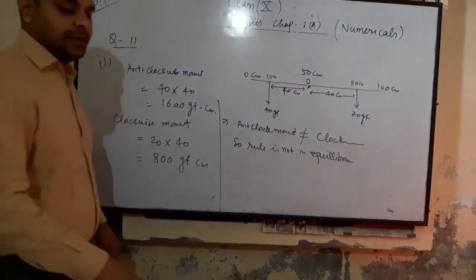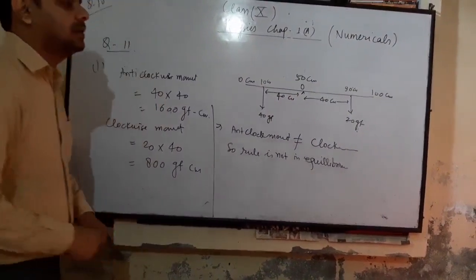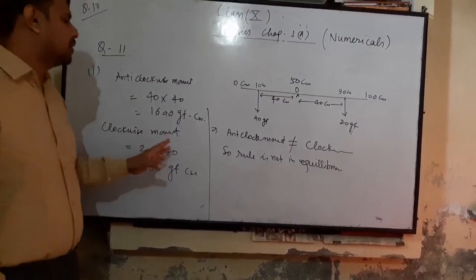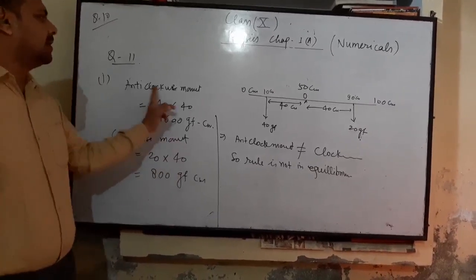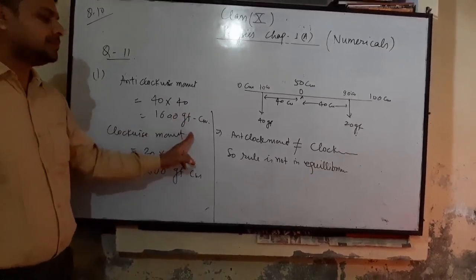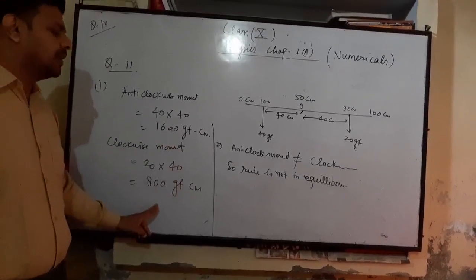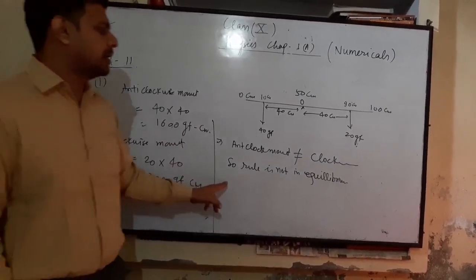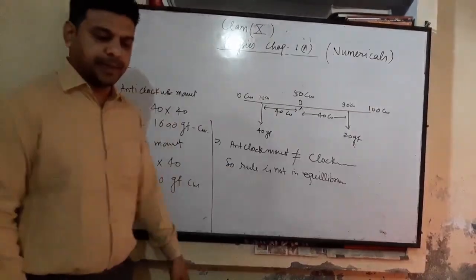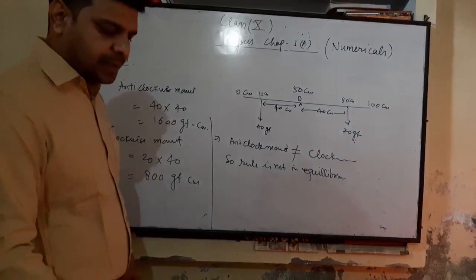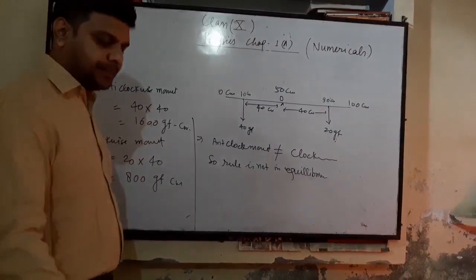In the first part, we have to check whether the rule is in equilibrium or not. For this, we have to calculate the anti-clockwise movement and the clockwise movement. If they are not equal, it means the rule is not in equilibrium. Now, the second part: how can the rule be brought in equilibrium?